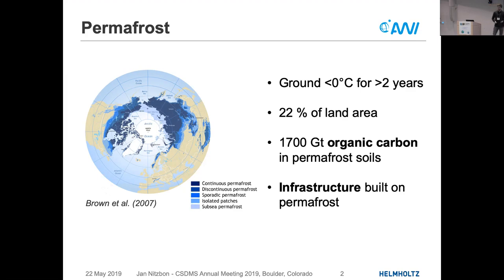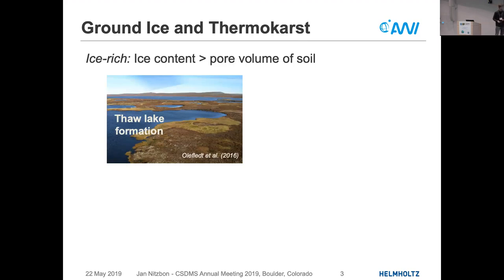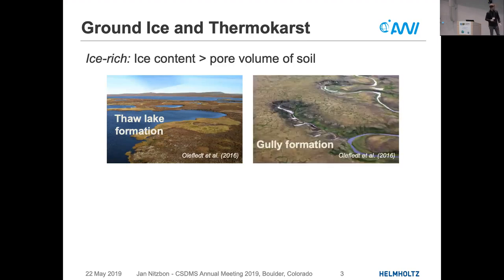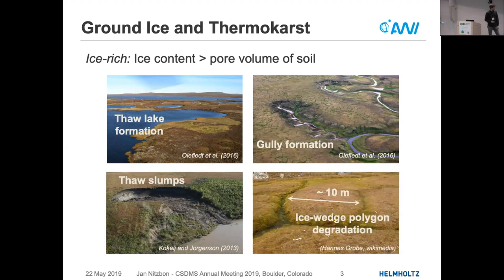One key complexity in this system, which is, I would argue, often neglected, is the presence of excess ground ice. That's also why my title is Ice-Rich Permafrost Landscapes. It means that there are deposits where there's so much ice in the ground that its volume exceeds the pore volume of the soils. When this ice melts, it leads to a collapse of these landscapes, because the ice was consolidating it. And it leads to the formation of different kinds of landforms. We have formation of thaw lakes. In better drained areas it can lead to formation of gullies or thermal erosional valleys. We observe thaw slumps in regions where there's a lot of buried glacier ice, and also degradation of these ice wedge polygons, which I showed in the beginning.